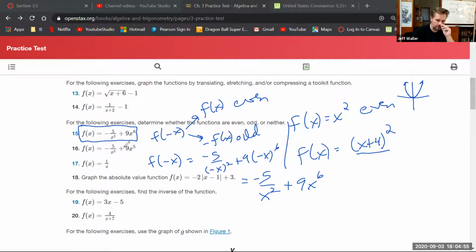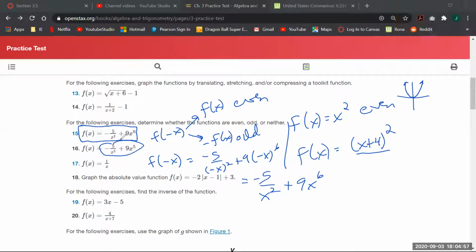So what's number 16? Odd. Odd, because it's not shifted and the powers are odd.